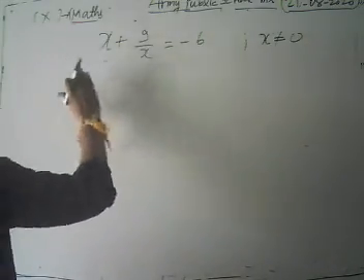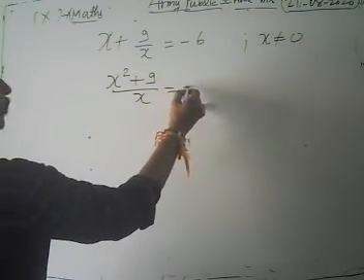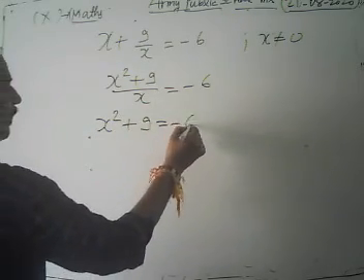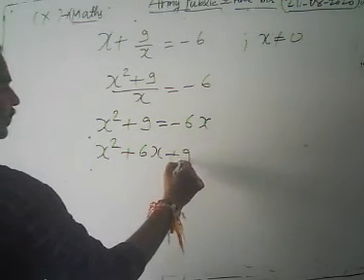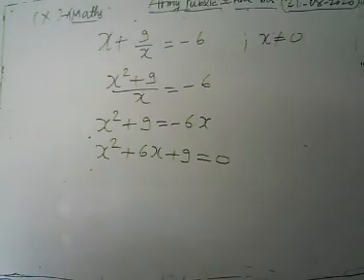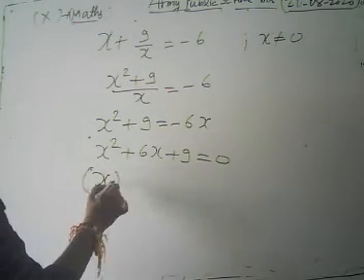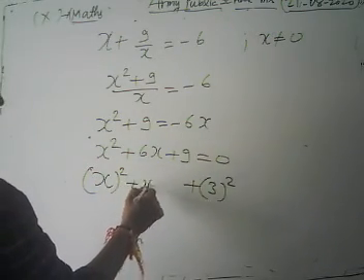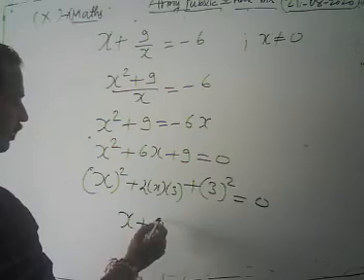First of all, we are going to solve this by taking the LCM. Then we have x square plus 9 by x equal to -6. After cross multiplication, we have x square plus 9 is equal to -6x. After transposing, we have x square plus 6x plus 9 equal to 0. Now we have to find the factors of 9 such that their sum is 6, and it is also a complete square. It is x plus 3 whole square, in the form of a plus b whole square. Means x plus 3 whole square equal to 0.